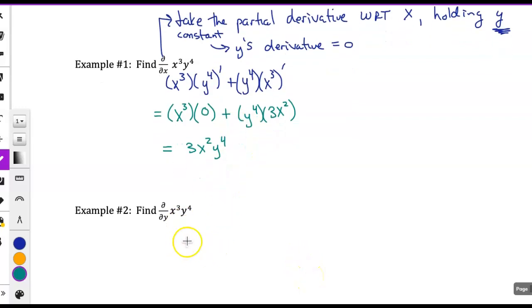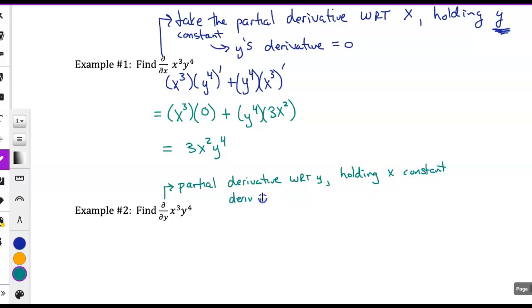Now, what we're going to do here is, since we have the y, we're differentiating with respect to y, the partial derivative. So this is the partial derivative with respect to y holding x constant. And what that means is the derivative of x equals 0.